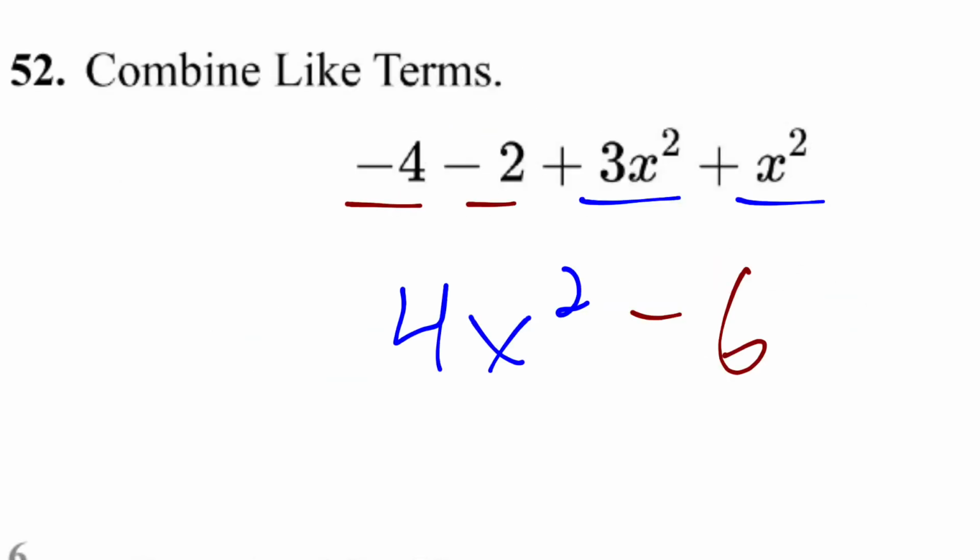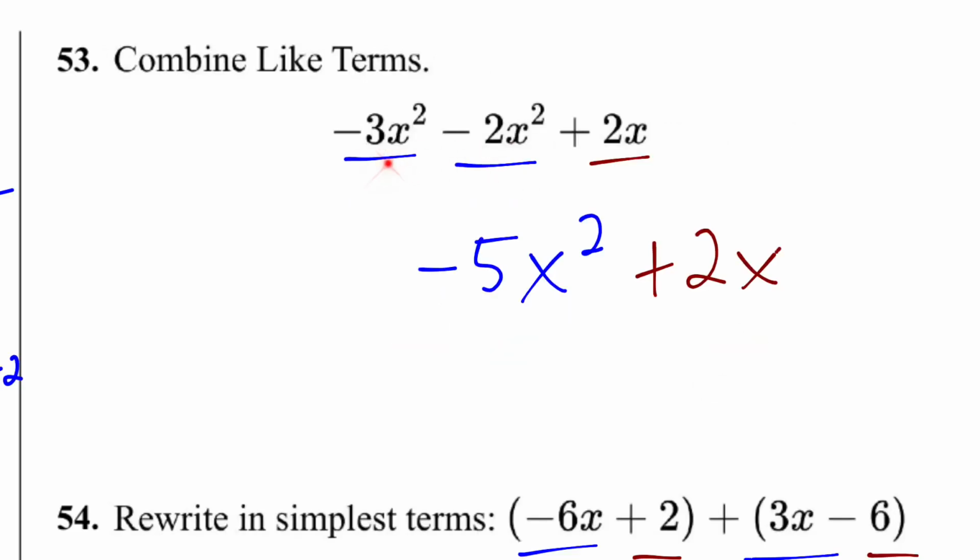52, combine like terms. The ones in blue I'm going to do first because we always put our biggest exponents first. I combine the 3 and the 1 to get 4x squared. Because I'm adding, my exponents do not change. Earlier I was multiplying. Different story. Negative 4 minus 2 can be combined to negative 6. I'm going to do the blue terms first. Negative 3 minus 2 is negative 5 because I'm adding and subtracting. The exponents do not change. There's only one x term, 2x, so I just bring it down.